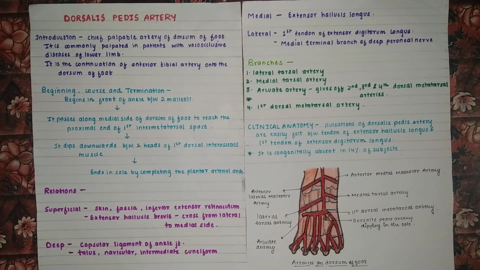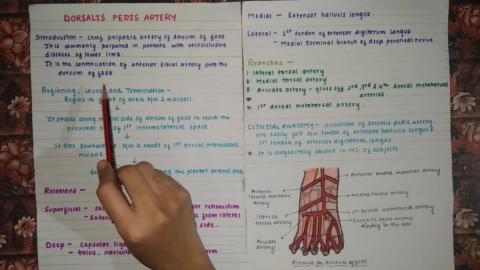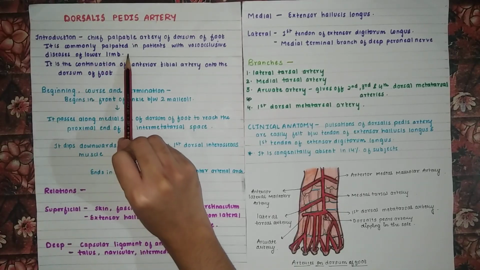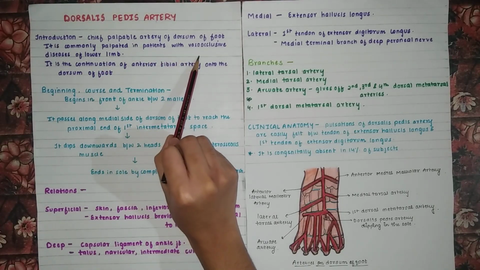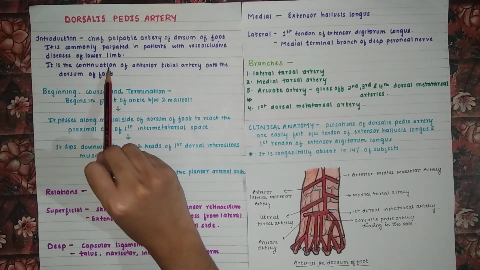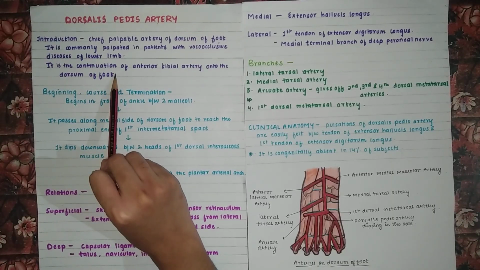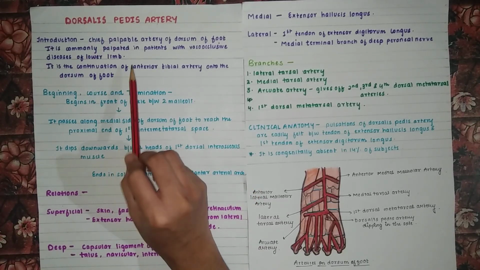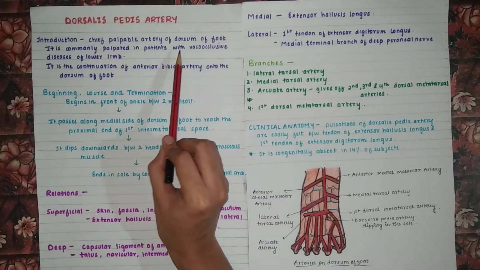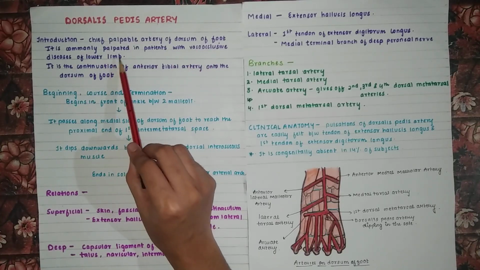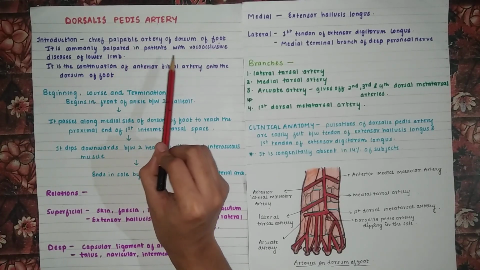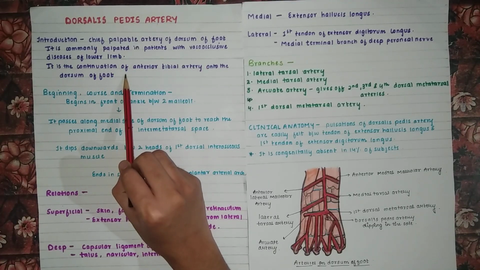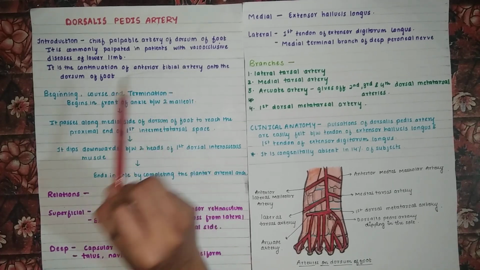So let's start. Introduction. It is a chief palpable artery of dorsum of foot. It is commonly palpated in the patient with vaso-occlusive diseases of the lower limb. It is a continuation of anterior tibial artery onto the dorsum of foot. It is the continuation of anterior tibial artery.